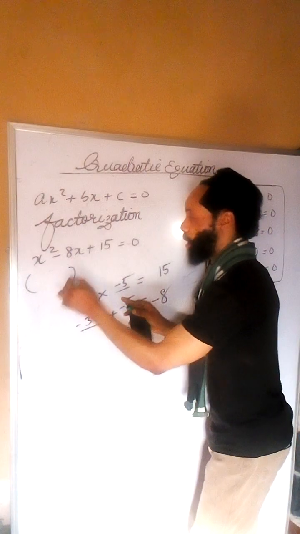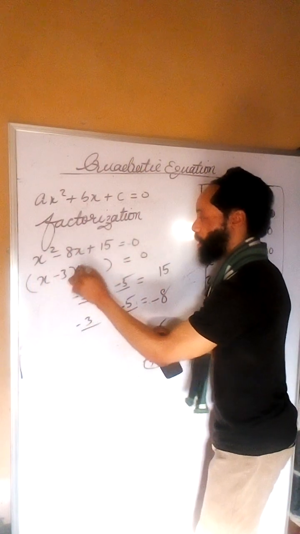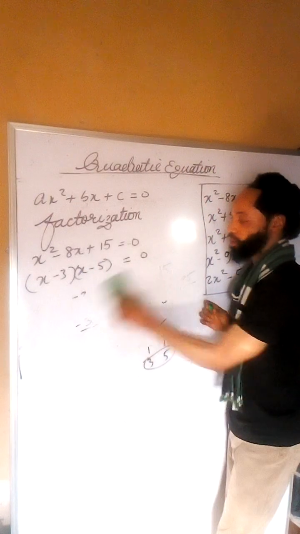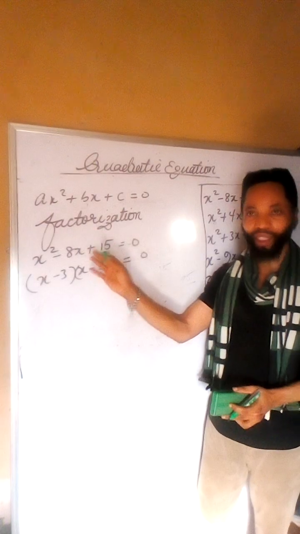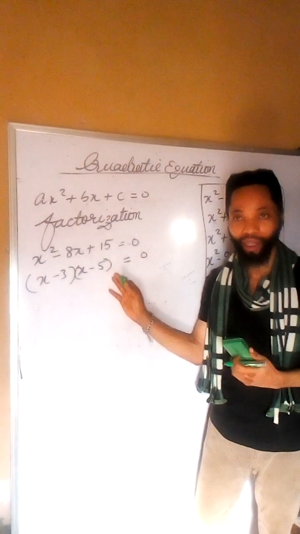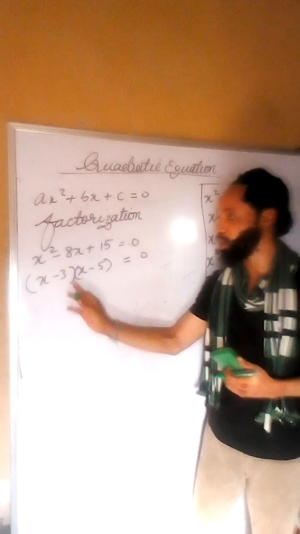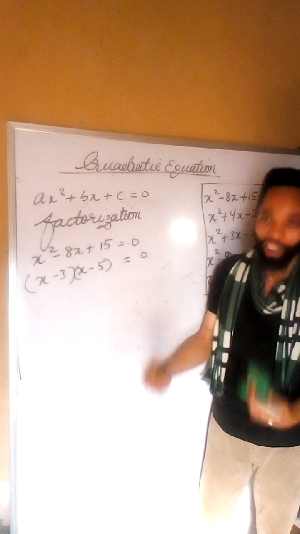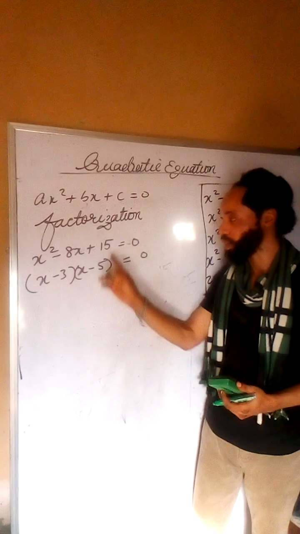Then we say x minus 3 and x minus 5. Now this is the factor of this expression. In case they ask you to factorize, you stop here. Now there is a 1 here, so we divide through by 1, but dividing a number by 1 doesn't change it, so I won't have to go to that point. This is the factorized form.